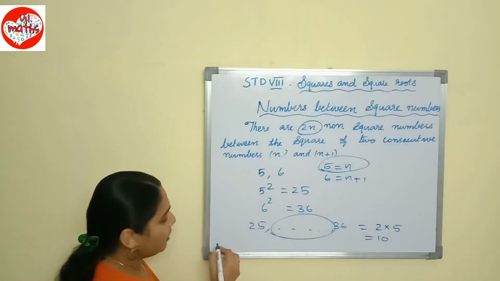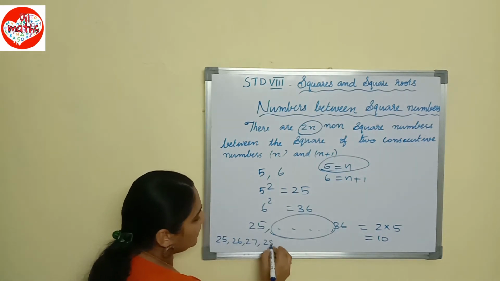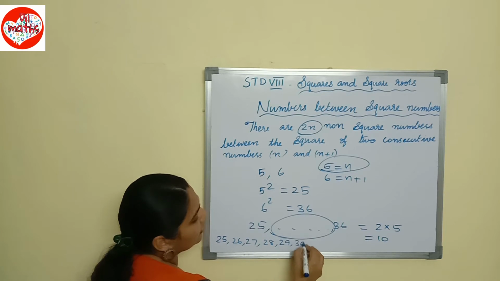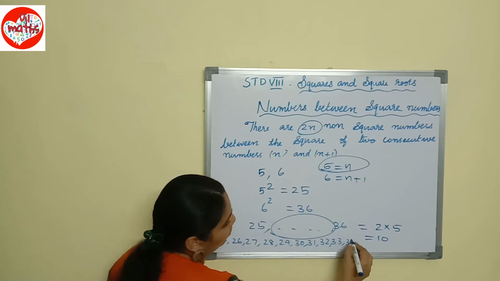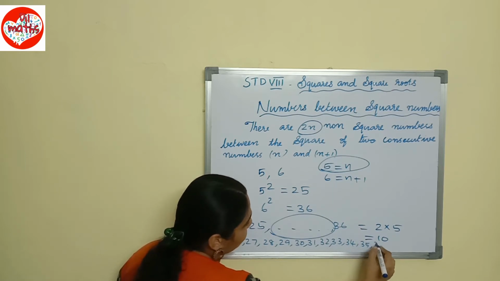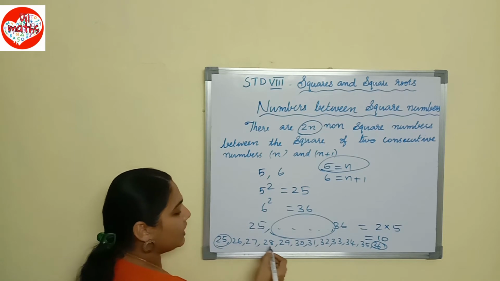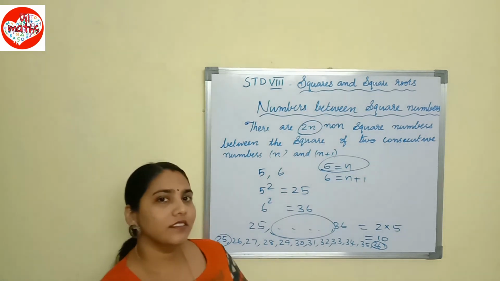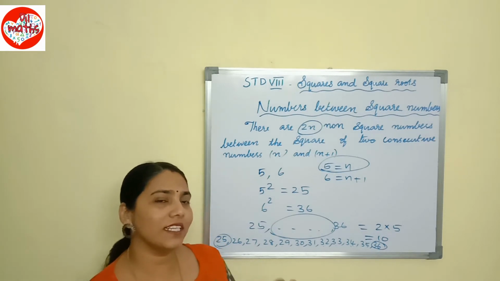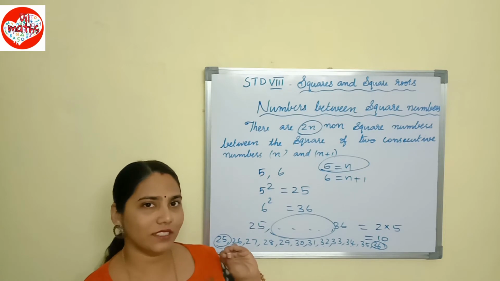We will check. After 25, which one is coming? 26, 27, 28, 29, 30, 31, 32, 33, 34, 35 and 36. We should avoid this 36 and 25, isn't it? 1, 2, 3, 4, 5, 6, 7, 8, 9, 10. So 10 non-square numbers are there in between these two square numbers. So it is easy.